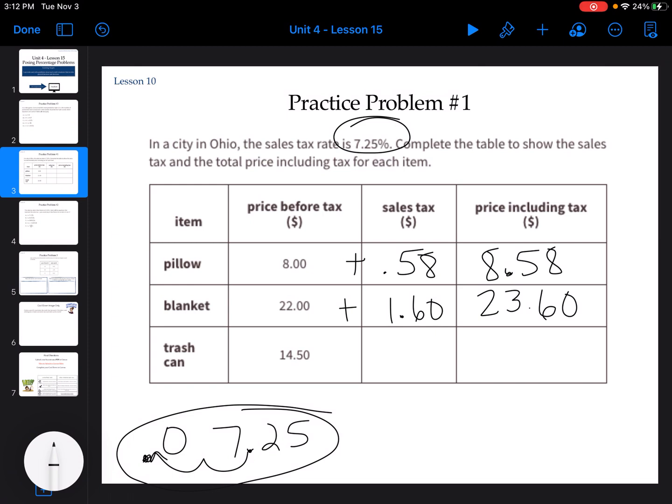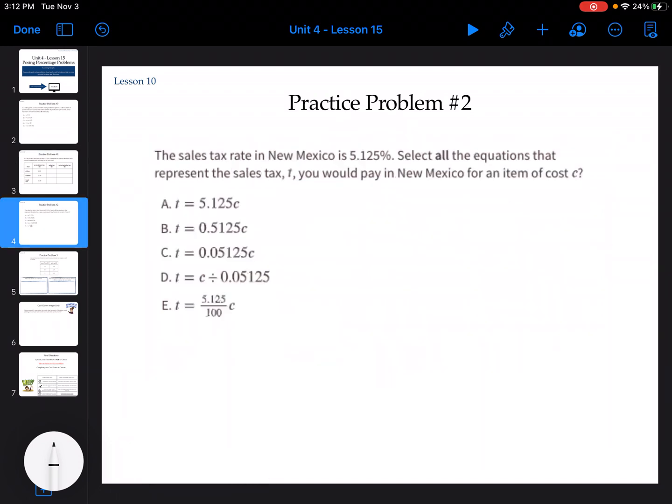So then $14.50 times 0.0725. I get an even crazier number. Remember, there's only 2 places behind the decimal in money. So I get $1.05 because the 1 tells the 5 to stay the same. So when I add it, I get $15.55. All right, for the next one, it says the sales tax in New Mexico is 5.125%.